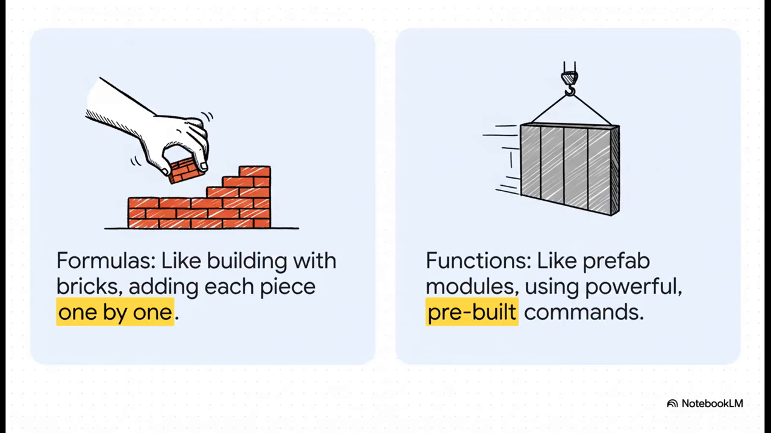I like to think of it like this. A manual formula is like building a wall with individual bricks. You're placing each one by hand, one by one. A function, on the other hand, is like using a powerful prefabricated module. It's faster, it's stronger, and it's way less likely to have problems.